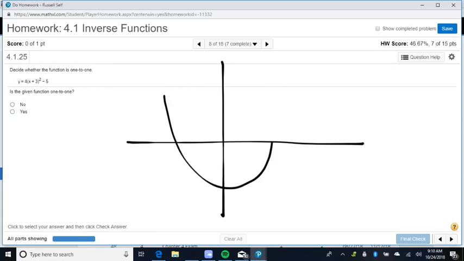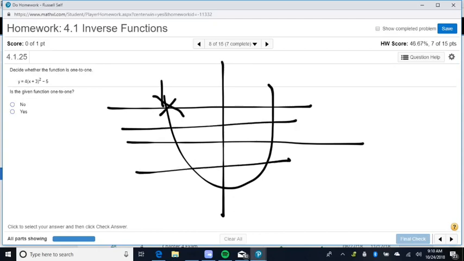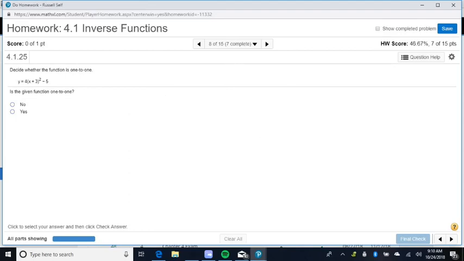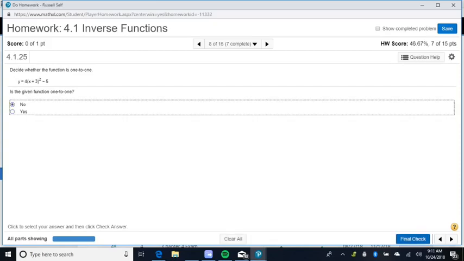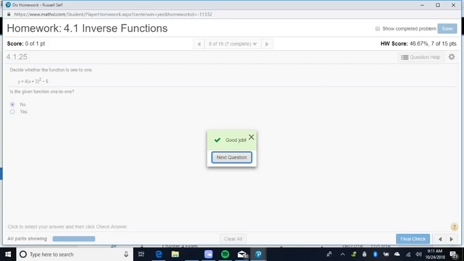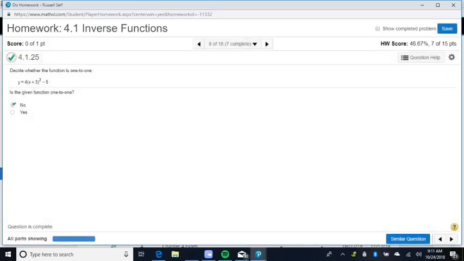But oops, sorry. Look what happens when you start drawing horizontal lines. You start hitting it at more than one point. So knowing those parent graphs has been a huge help to us, and it's a huge help to us now. So this is not a one-to-one function because of the horizontal line test, right? So without having to do it mathematically, we can think graphically and make our lives a lot easier. Okay. Now that is if you can choose the correct graph. Let's look at the next one.